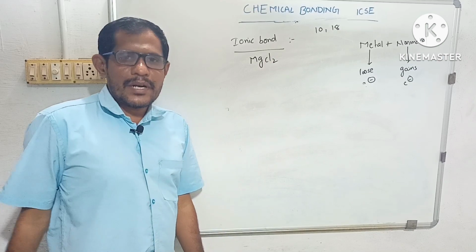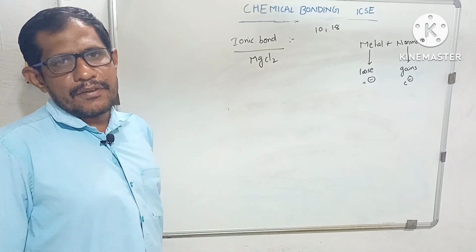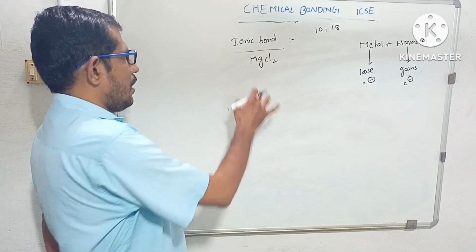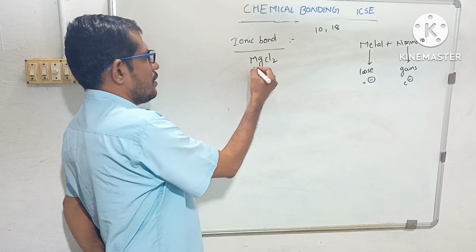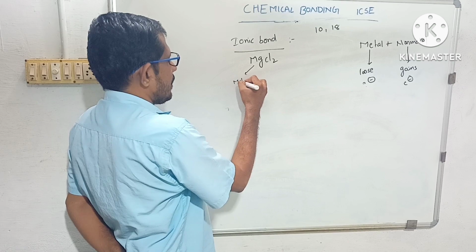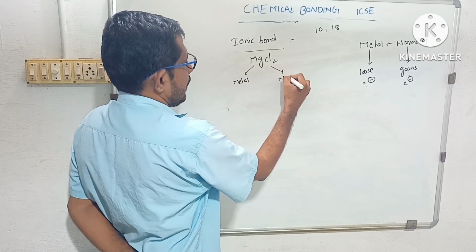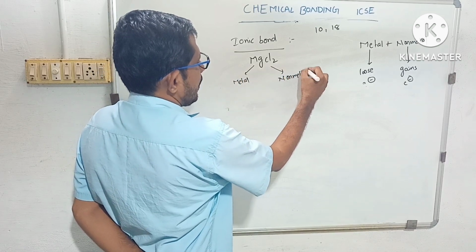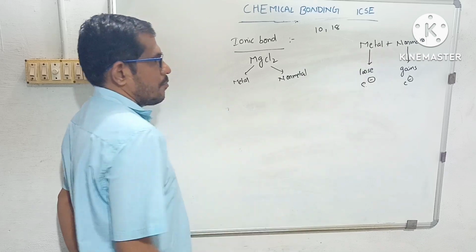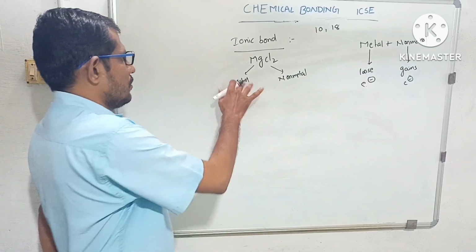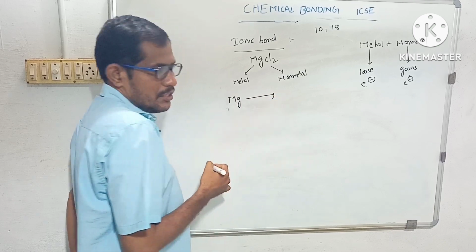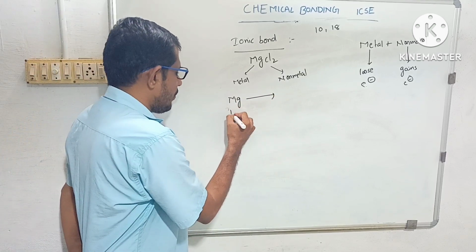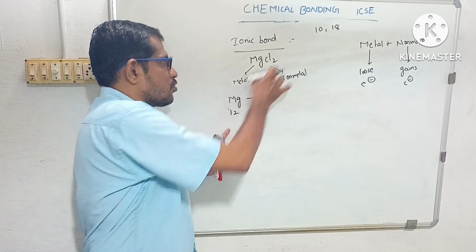First identify what is metal and what is non-metal. I always told you that in most cases the first one is metal and the second one is non-metal. Metal always loses electrons and non-metal always gains electrons. So here, what is the magnesium atomic number? Magnesium atomic number is 12, so it needs to lose 2 electrons.